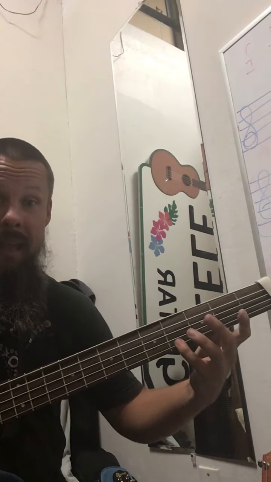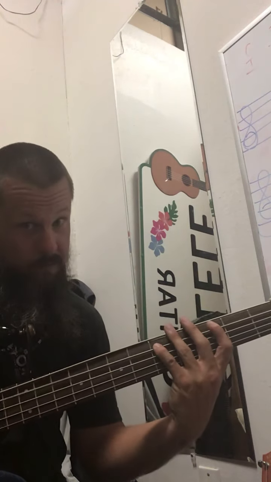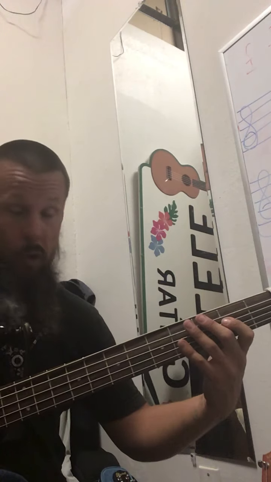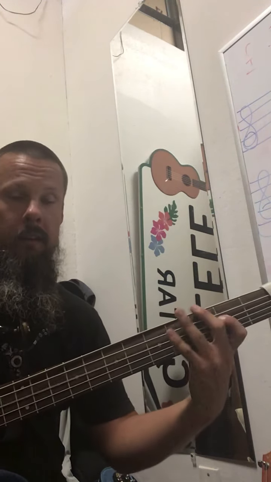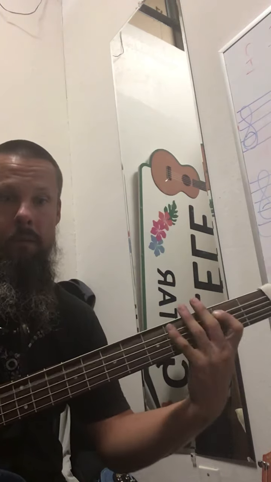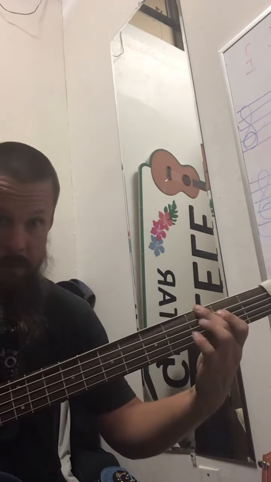B, B, F sharp, B, F sharp, A, B, D, A. Goes back in the head. 1, 2, 3, 4, 5, 6, 7, 8. B, B, F sharp, B.